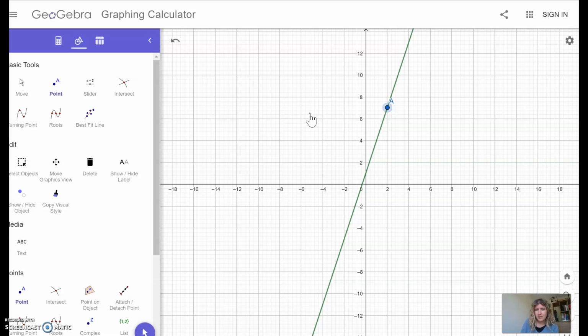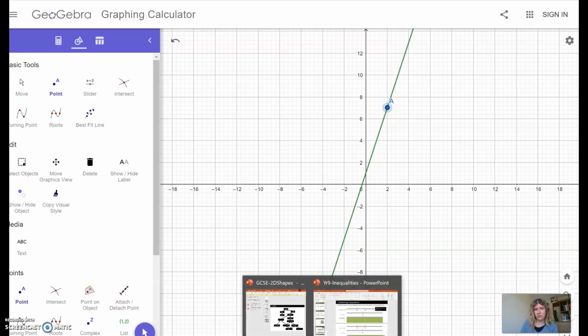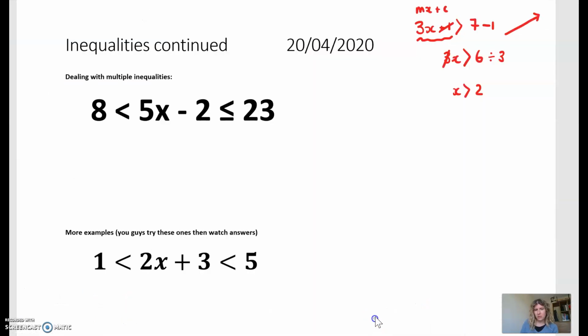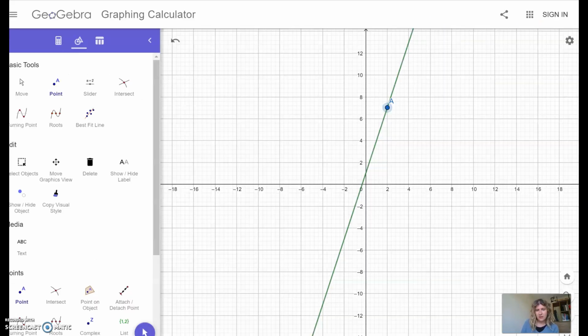And we can see that corresponds to 2, and our solution when we were solving the inequality was x is greater than 2. So we can see here that for any value that's bigger than 2, your answer is bigger than 7. So that's correct for that inequality there.